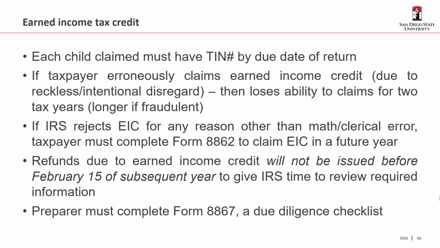Each child, like these other credits we've seen, must have a taxpayer ID by the due date of the return, so April 15. If the taxpayer makes a mistake and claims it, they lose it for 2 years. If the IRS rejects the earned income credit for any reason other than a math error, then you have to file a form to get in the good graces again to receive it. And again, it has the same sort of delay on refunds and also a checklist for any tax preparers that are completing the earned income tax credit.